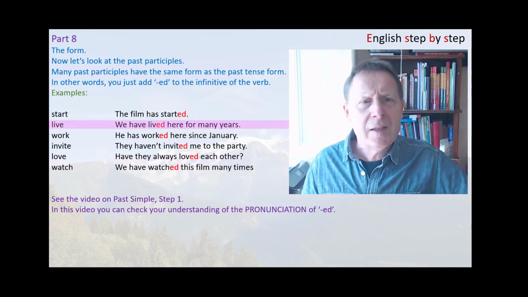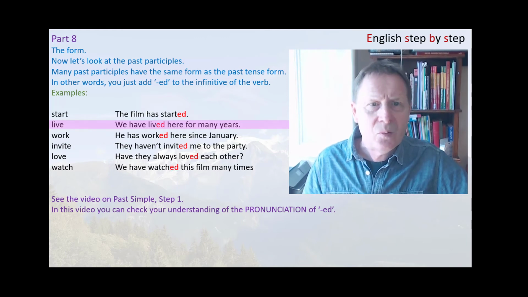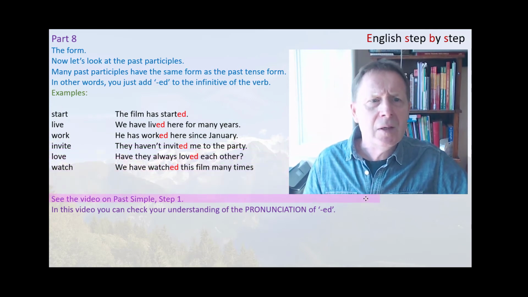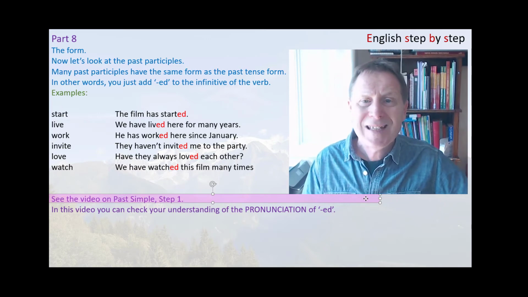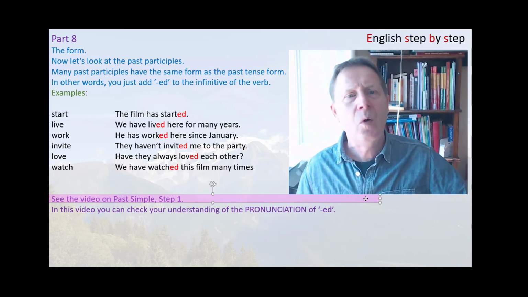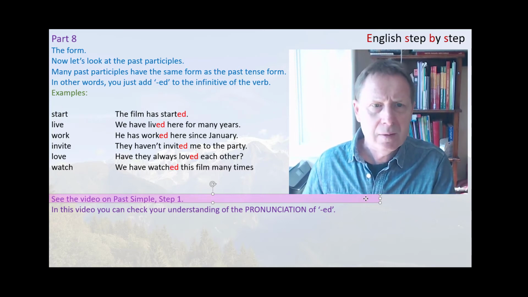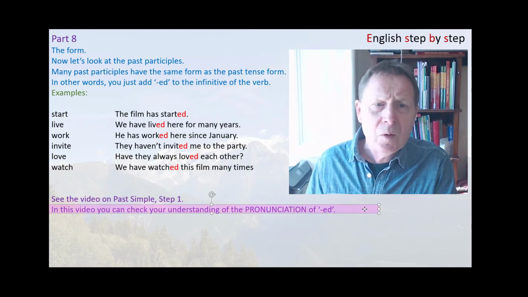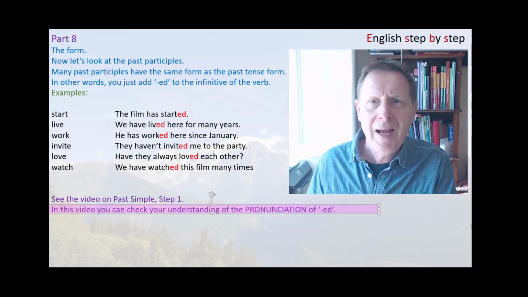Now, in these cases, we have different pronunciations for the -ed at the end of the word. For example, lived, worked, invited, loved, watched. And if you want to check your understanding of the pronunciation of these -ed endings, please watch the Step 1 video of the Past Simple series, Past Simple Tense. In this video, you can check your understanding of the pronunciation of the -ed form at the end.